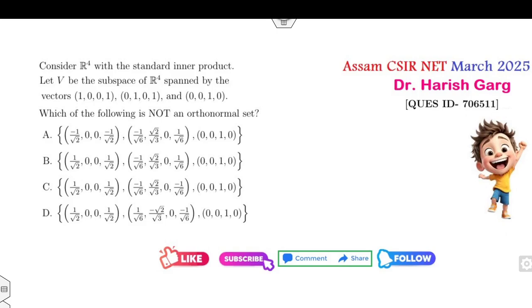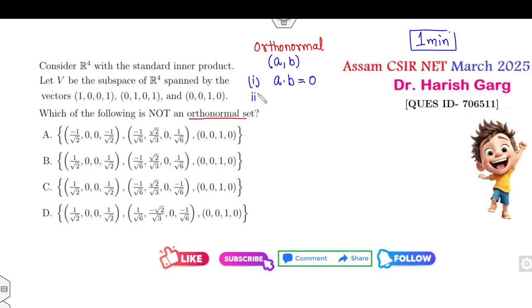So let's start with the first question. Always remember, my target is to get the answer within a 1 minute time period. Now if you read the statement, which of the following statements is not orthonormal? Do you know what the property of orthonormal is? A pair A, B is said to be orthonormal if the dot product is 0, and the second property is that the norm of A and the norm of B must be 1.